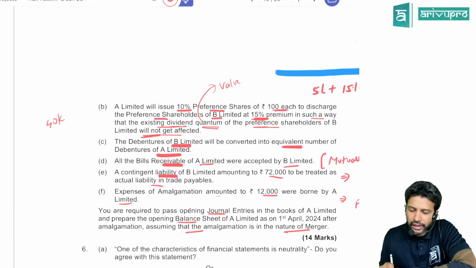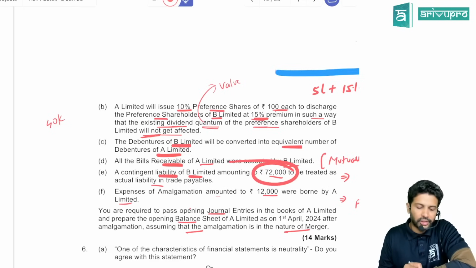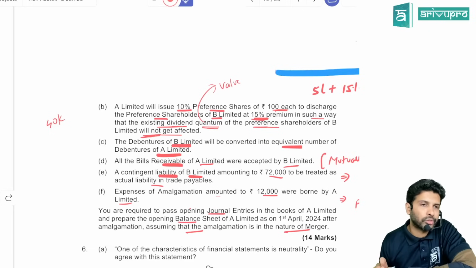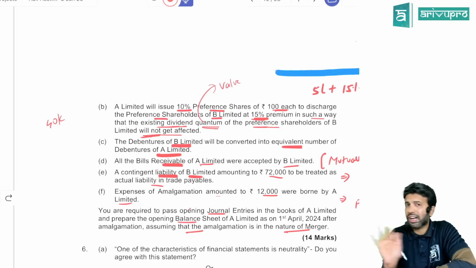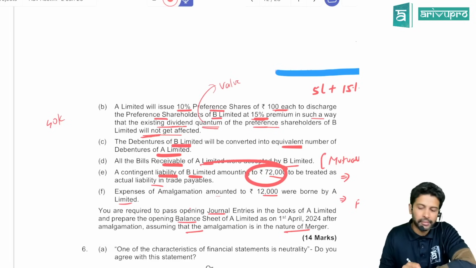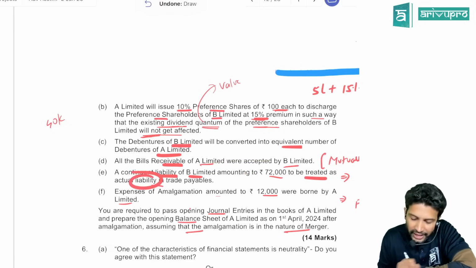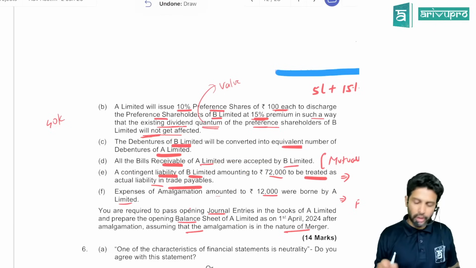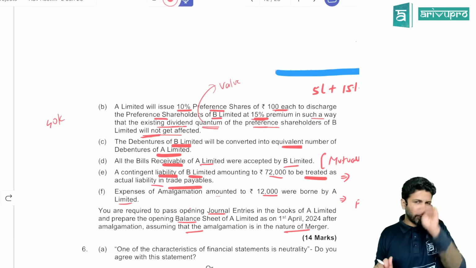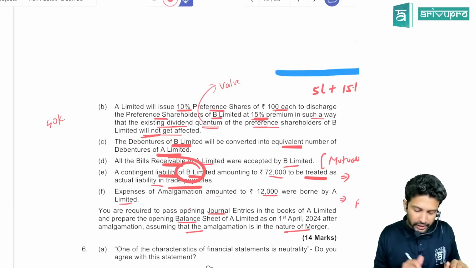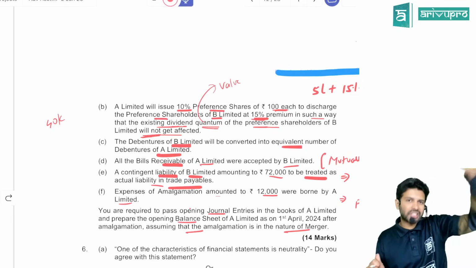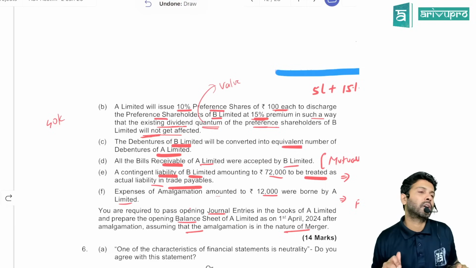A contingent liability of B Limited of how much? 72,000. Contingent liability means will B Limited record this or disclose? We have studied as per AS 29, contingent liabilities are not recorded. They are only disclosed. The contingent liability of 72,000 is to be treated as an actual liability in trade payables. Now, is it really a contingent liability or did it become actual? Actual. So the actual liability belongs to which company? B Limited. And who's taking over this? A Limited. That means along with the normal assets and liabilities, one extra liability has to be taken over worth how much?